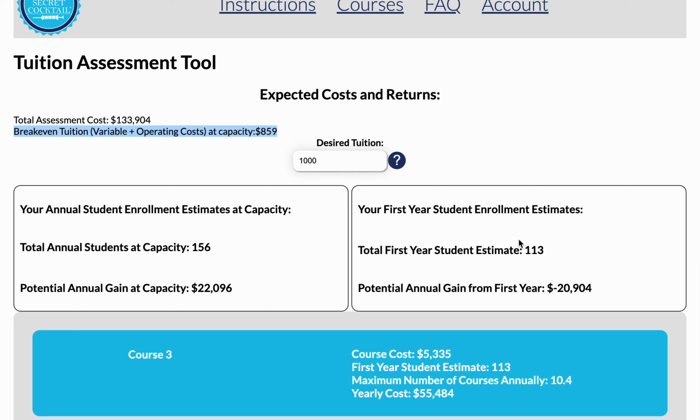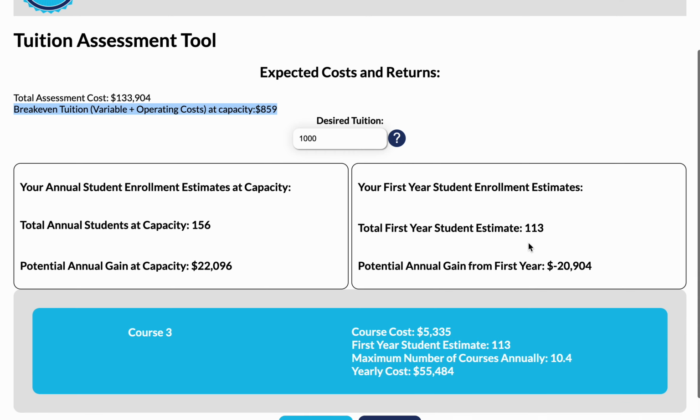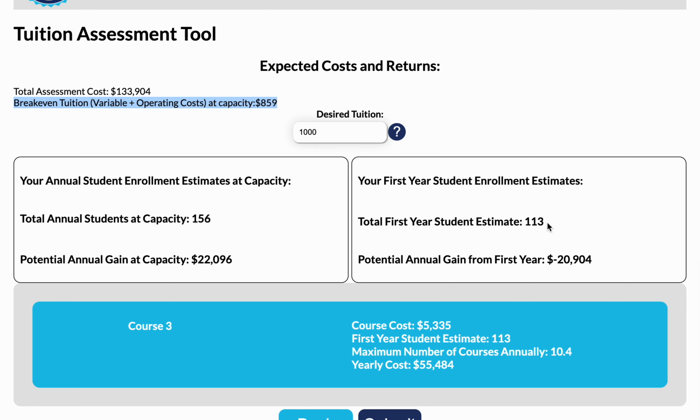So the tool says that if you run programs often enough, you can have up to 113 students in the first year. But you are going to be in the negative at least $20,000 in the first year, which is not unheard of. Most companies are always in the negative the first year. However, in the second year, you'll get 156 students and you'll have a surplus of 20,000. And this is just from one program.